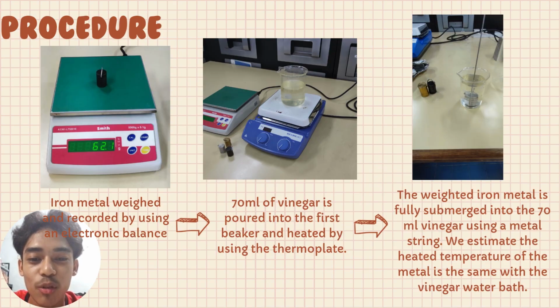Next, we proceed with the procedure. First, the iron metal is weighed and recorded using an electronic balance. Next, 70 milliliters of vinegar is poured into the first beaker and heated using the thermoplate. The third step is that the weighed iron metal is fully submerged into the 70 milliliters of vinegar using a metal string. In this experiment, we estimate the heated temperature of the metal we use to be the same as the vinegar water bath.